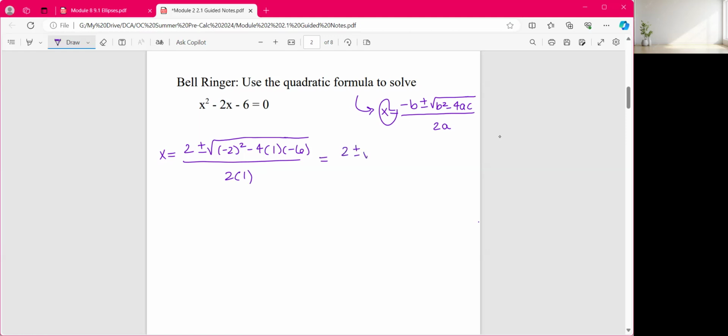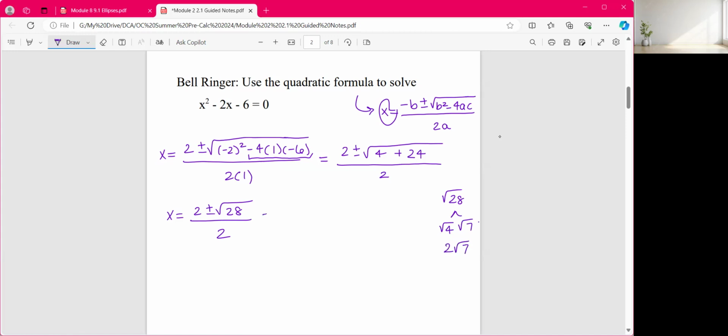So I have 2 plus or minus -2 squared, which is going to give me 4, minus, and then I look right at this part here, -4 times 1 is -4. -4 times -6 is a +24, all over 2 times 1, which is 2. So then I have x equals 2 plus or minus the square root of 4 plus 24, which is 28, divided by 2. On the side, I want to break down 28, so I use a factor tree. I'm going to do the square root of 4 and the square root of 7, so that gives me 2 square root 7. So then I get 2 plus or minus 2 square root 7.